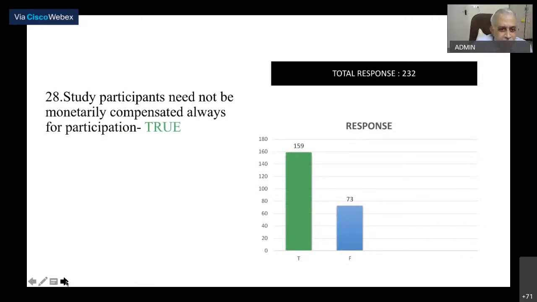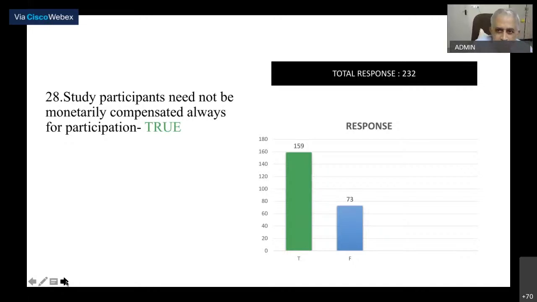Study participants need not be monetarily compensated always for participation. This is correct, but still 73 people got it wrong. So every study participant need not be compensated. It is the ethical committee which decides whether they have to be compensated or not.